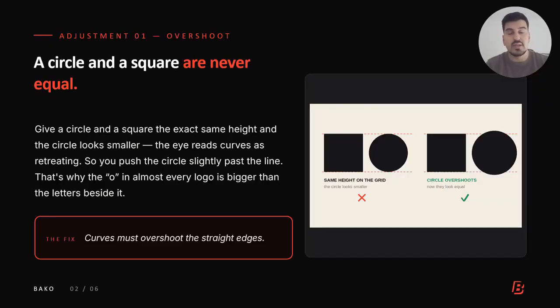So example number one is overshoot. A circle and a square are never equal. So if you want the relationship between the square and the circle to be equal, you need to increase the size of the circle, like is done here on the right. And it does look bigger mathematically, but the eye reads it as the same because the edges are curved on the circle, and it just creates the illusion that it's smaller if it's exactly aligned. So keep this in mind. So curves must overshoot the straight edges. So make sure that this is aligned by eye. So keep this in mind.